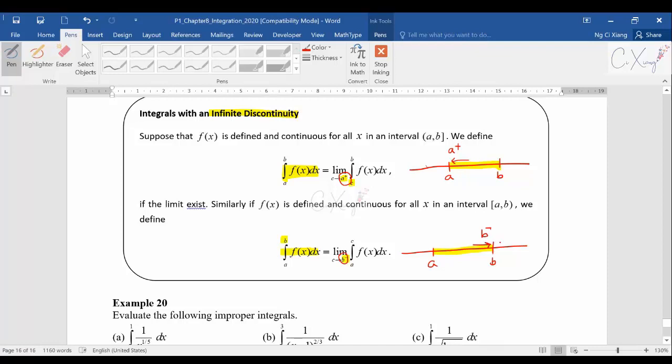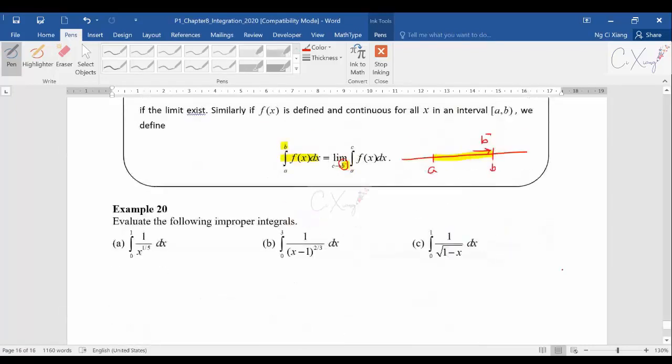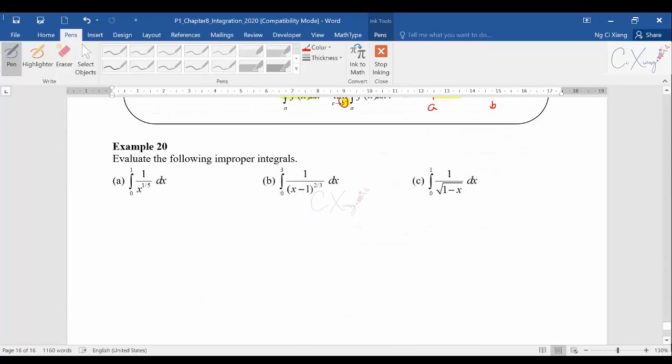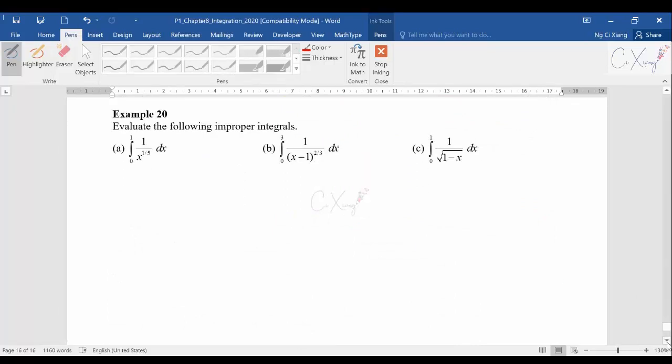Later I will also teach you how to write it out in a proper way in the solution down there. If you roughly know the idea, then we can slowly start to discuss example 20. If you look at example 20, as I said, it looks like a very common integration question, just like what you learned before.